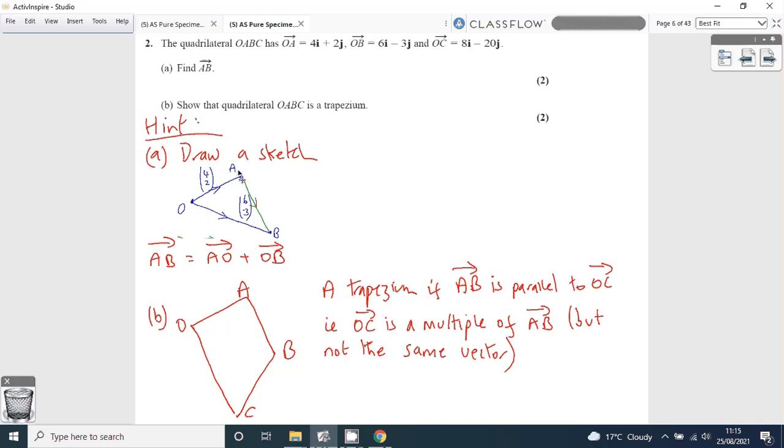Now going from A to B, how do I get from A to B? Well, I go A to O and then O to B. So see if you can figure out what the answer is going to be from that.